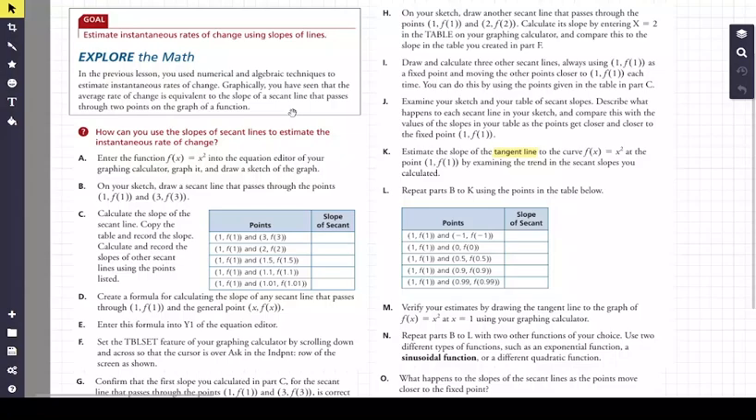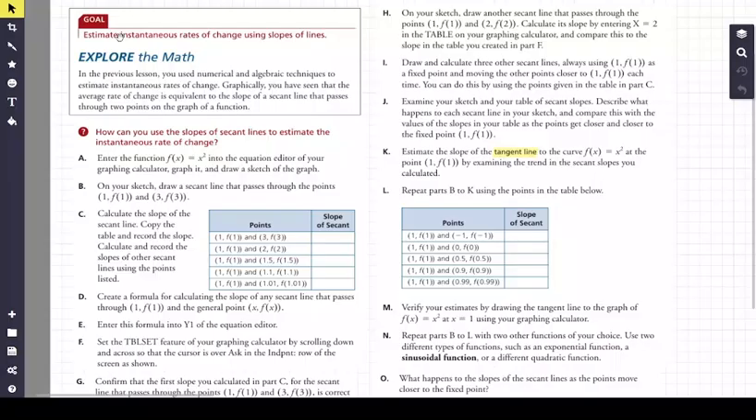So first of all, in the previous lesson, we used numerical and algebraic techniques to estimate instantaneous rates of change. Now, graphically, you've seen that the average rate of change is equivalent to the slope of a secant line that passes through 2 points on the graph of a function. Last lesson, I also briefly mentioned the concept of a tangent line, and this is what we're going to be looking at today.